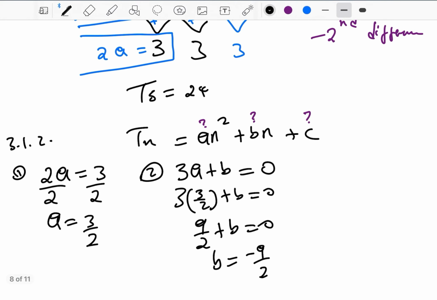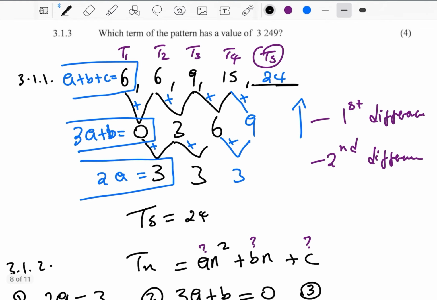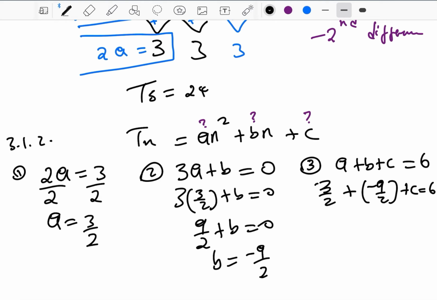And then the last one is a plus b plus c is equal to 6. So if a plus b plus c is equal to 6, we know a is 3 over 2. We know b is negative 9 over 2. Do you see what I just did there? It's plus, and then b is negative 9 over 2. I put the bracket there. Why? Because you don't have to lose the negative. It plays a huge, important role in this equation.